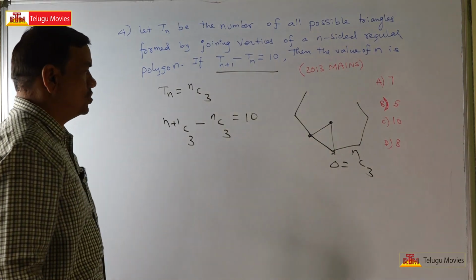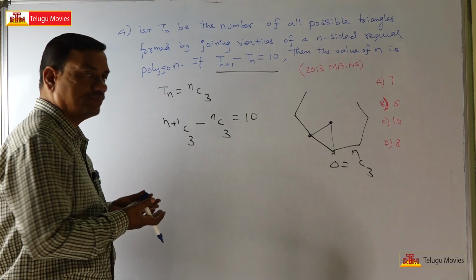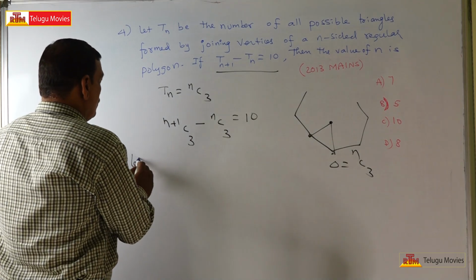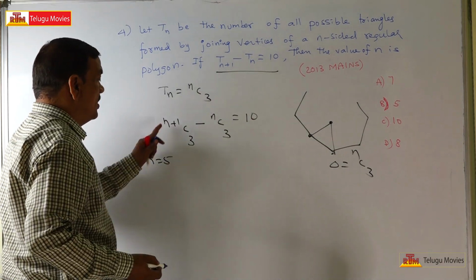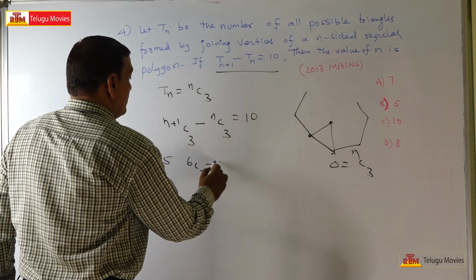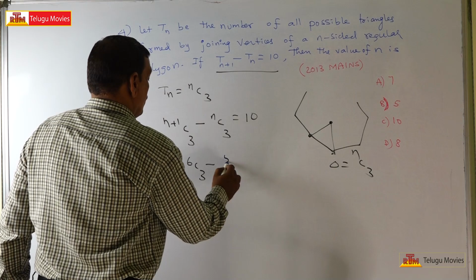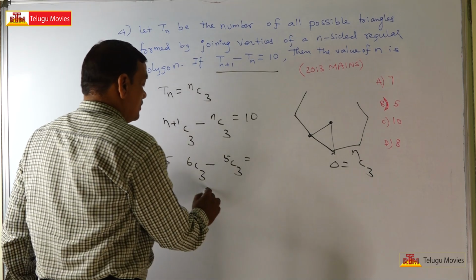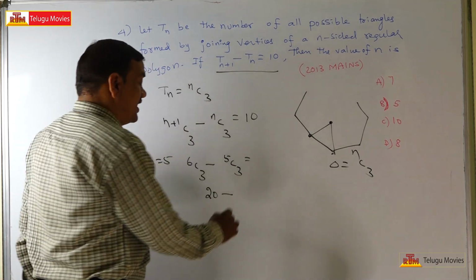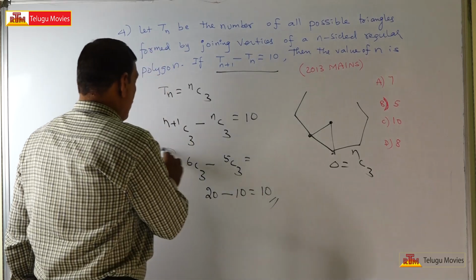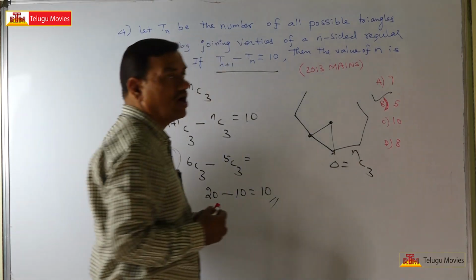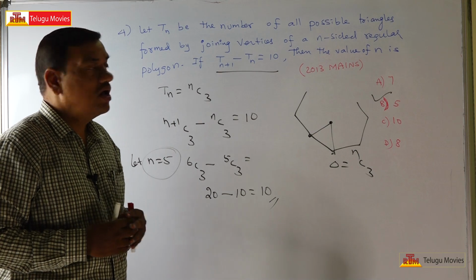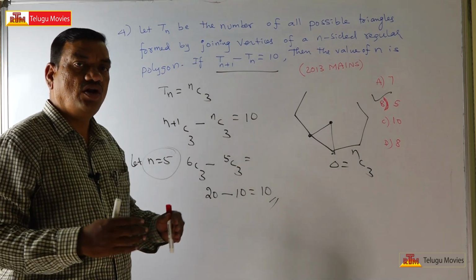Okay. If you observe, no need to solve all these things, just take the option verification. Let n is equal to 5, let us check whether it is right or wrong. n plus 1, 6C3 minus 5C3. Is it 10 or not? So 6C3 value is 20 minus 5C3 value is 10. Altogether we are getting 10. So therefore, n is equal to 5 is your answer. Such a very easy solution. You are getting this in the JEE Mains examination. Okay. So I hope that you understand this solution. So let us go for the next problem.